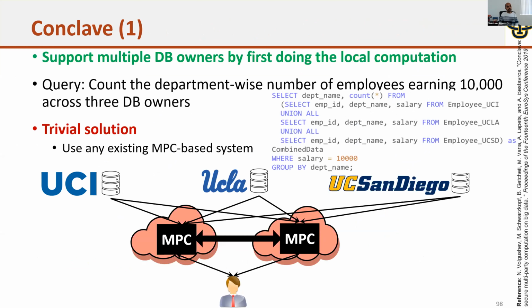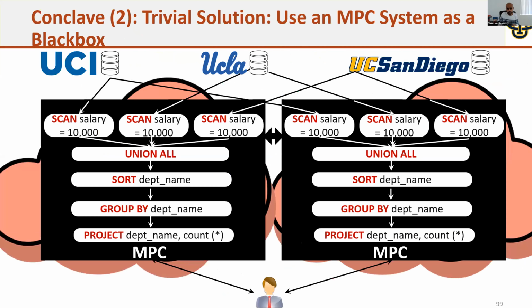They propose this system. So suppose the query is this: I want to count the department-wise number of employees earning $1,000 across 3 databases from UCI, UCLA, and San Diego. So the trivial solution, as I told you, if they use any existing MPC system, they will send their 1 million rows. On 3 million rows, the MPC system will execute the task and give you the answer. But this is significant overhead.